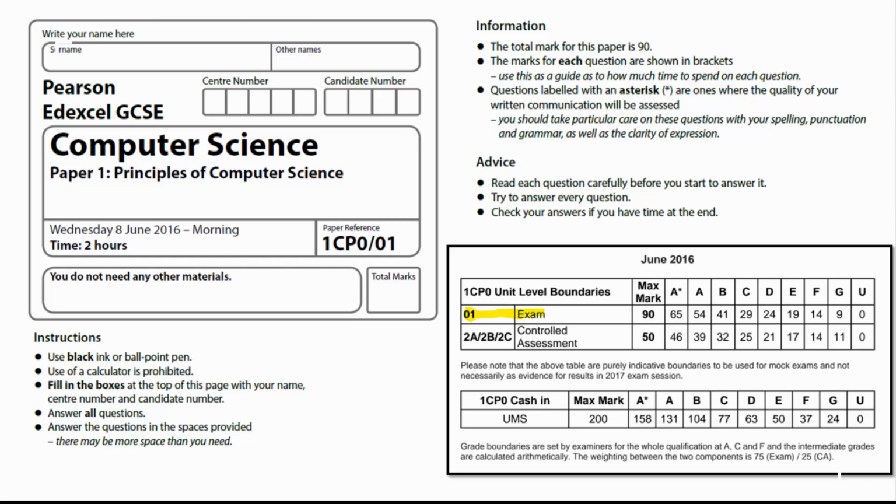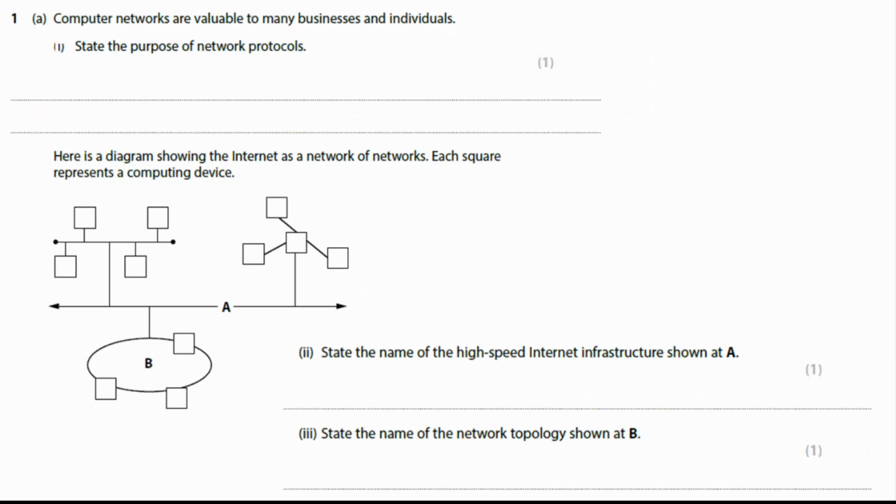So it's 2 hours, like I said. So it's a long exam, but at least you have plenty of time to get those 90 marks. You can't use a calculator. That's quite important. But there's not a ton of maths, so it's not such a big deal, I don't think. So let's get started.